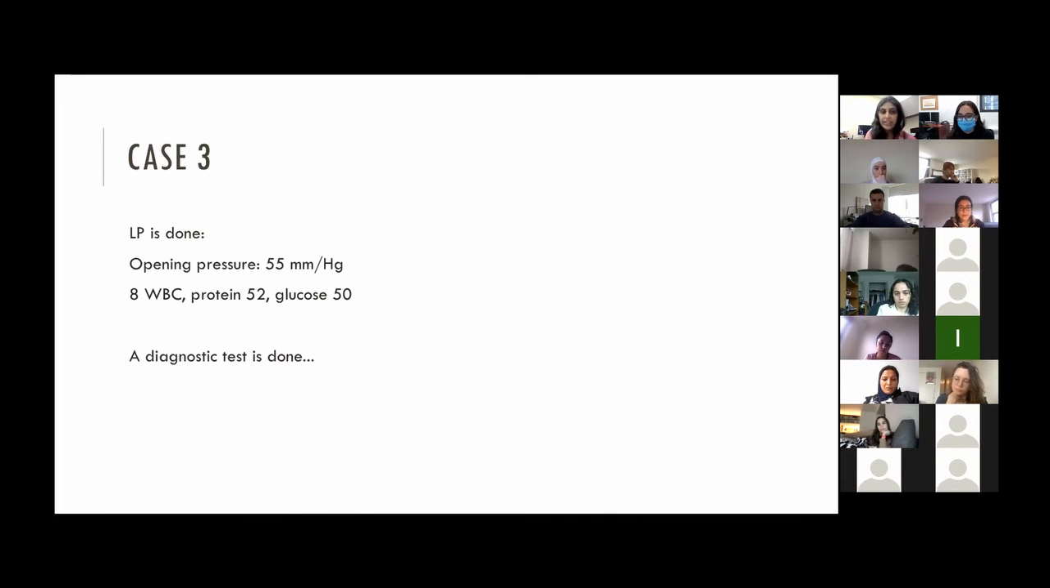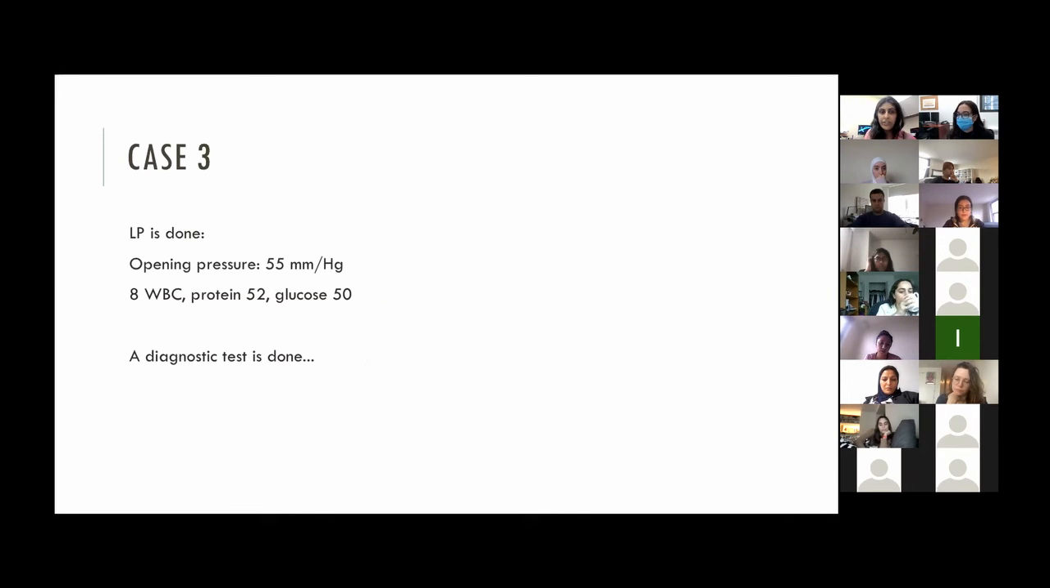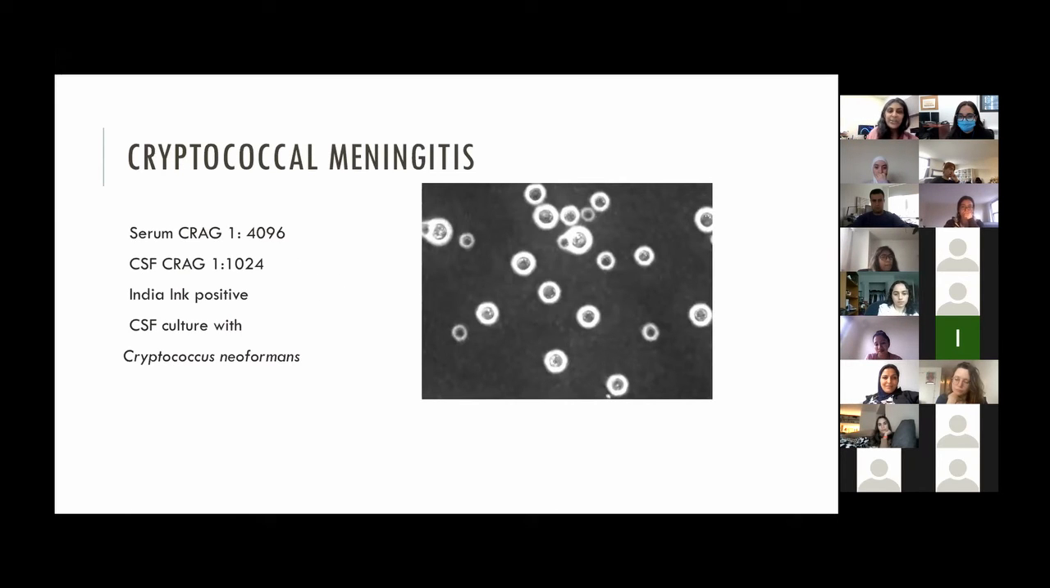So just to go back to this case, he has a headache, blood cultures have yeast, he has a high opening pressure. It could be Cryptococcus. We usually can give high opening pressure. Very good. Yep. So this is cryptococcal meningitis, okay?